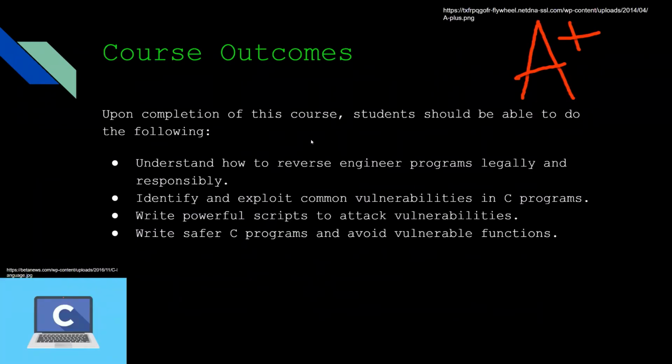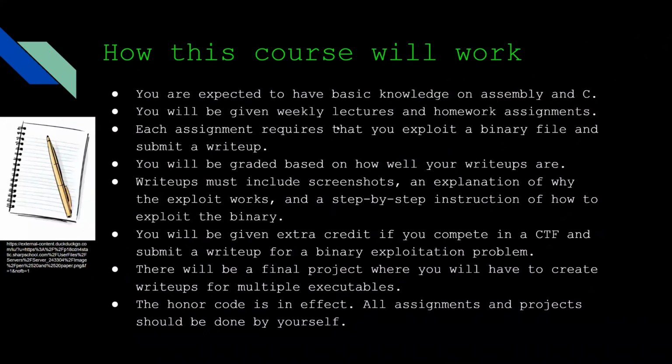So as I mentioned earlier, the course outcomes here are to be able to reverse engineer programs and develop exploits, identify common vulnerabilities, and write safer C programs. So here's just an overview of how this course is going to work over the next 10 weeks. You should already have a basic knowledge of assembly and C. We won't be, like Neil said, writing very much in C, but you'll be reading a lot of C in assembly.